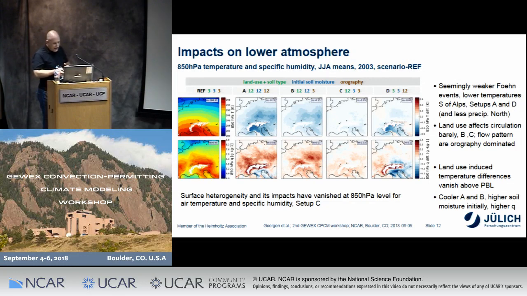Now, just briefly looking at land use induced temperature differences, they basically vanish above the boundary layer. So we see, for example, here, setup number C, we change land use. This is the 850 hectopascal temperature difference. You see nearly no difference. A little bit lower temperatures over here, because again, we had these wetter initial conditions and more moisture flux into the atmosphere. Similar thing we see here, it's consistent when we look at specific humidity, 850 hectopascal, higher values again in these setups where we have the higher soil moisture initial conditions.